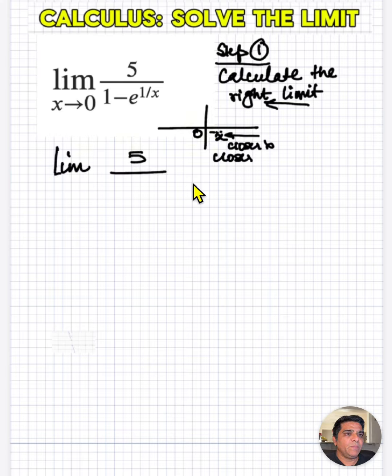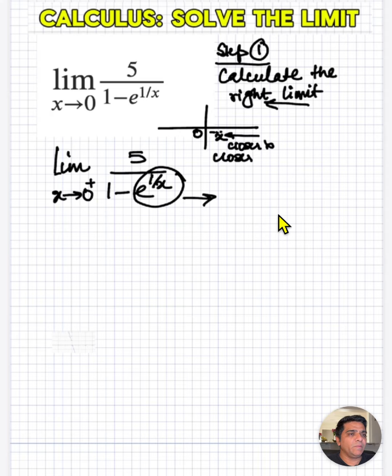Limit 5 divided by 1 minus e to the power of 1 over x as x approaches 0 from the positive side. So let's focus on this part, e to the power 1 over x, as x approaches a very small positive number like 0.00001. 1 divided by a very small positive number is essentially infinity. Okay, because as x gets smaller and smaller, this gets larger and larger.